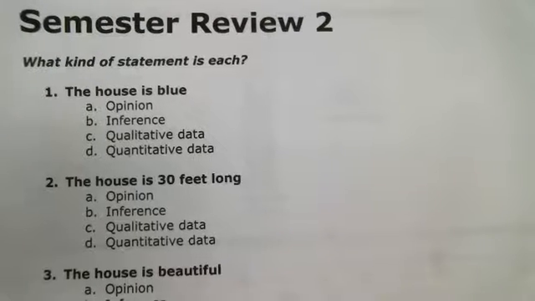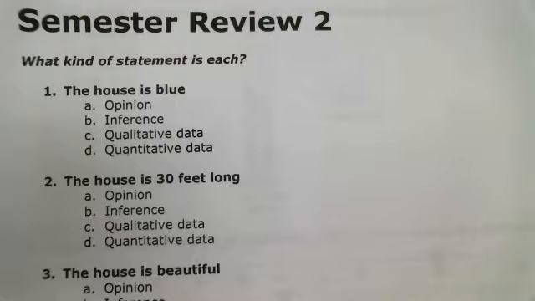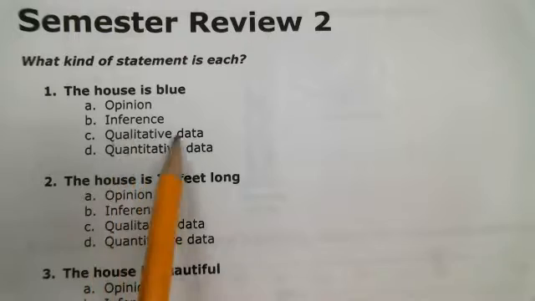Number 1. What kind of statement is each one of these? The house is blue. Calling it blue is a quality of the house. It is a description that does not involve any numbers, and so we'd call that qualitative data.